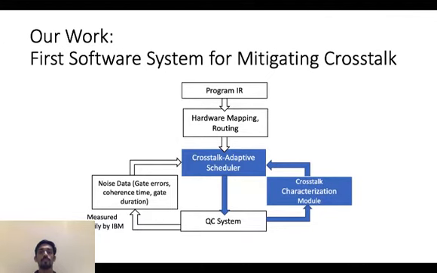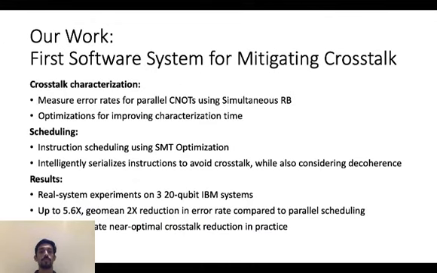We perform characterization using a method called simultaneous randomized benchmarking. This is a standard method, but we propose several optimizations to reduce the characterization overhead by about 2 orders of magnitude. To schedule instructions, we develop a scheduler based on SMT optimization. Essentially, the optimization serializes instructions by considering the effects of both crosstalk and decoherence noise.